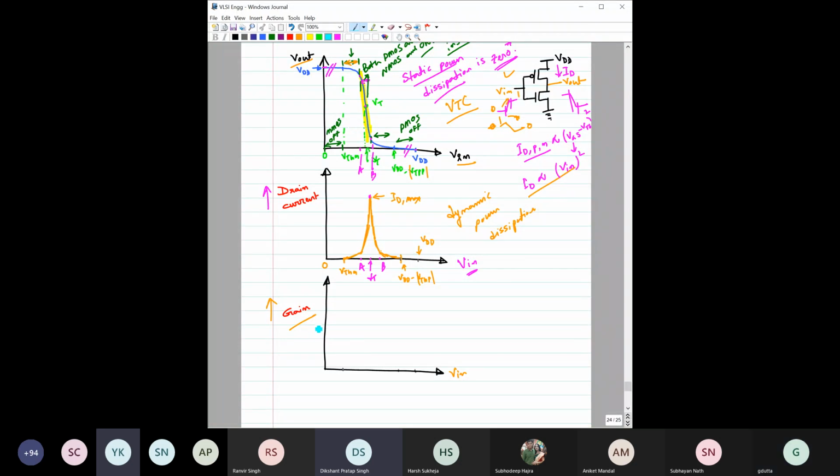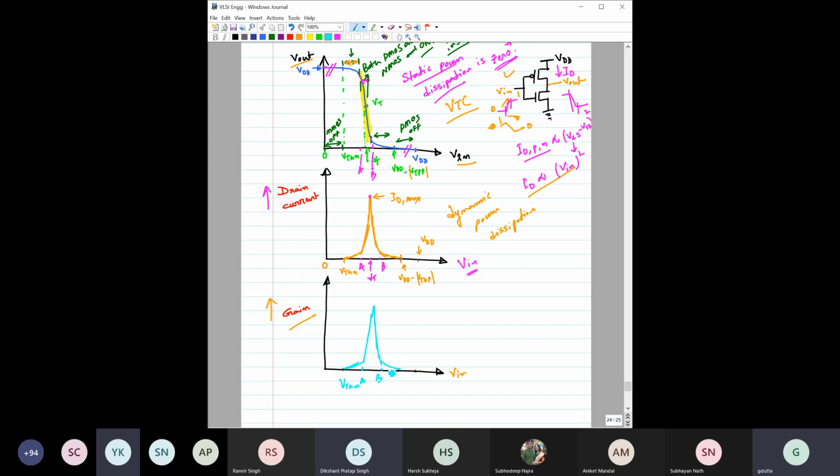Can you comment on the gain? Where is the gain maximum? In region 3, right? Because gain is V out versus V in, so where the slope is highest. The slope is again highest here, between point A and point B. So here the gain is something like this, and from here to here the gain will fall down, and here it falls down again.